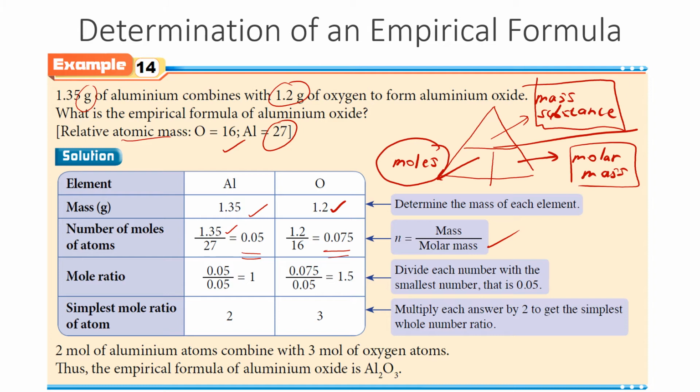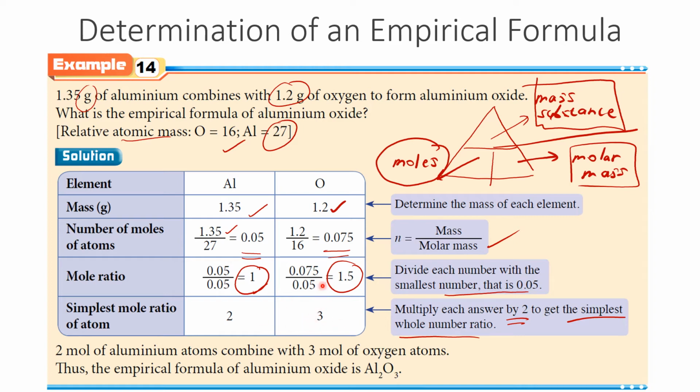So for the mole ratio, you divide each number by the smallest number. So 0.05 divided by 0.05, you get 1. Then 0.075 divided by 0.05, you get 1.5. This is in ratio form, but we want the simplest mole ratio of atoms. So you multiply 1 and 1.5 by 2 to get the simplest whole number ratio. 1 times 2 you get 2, 1.5 times 2 you get 3. So this is already in the simplest ratio.